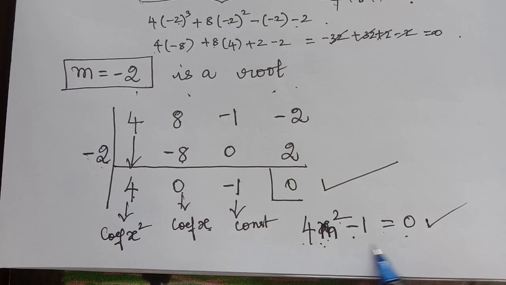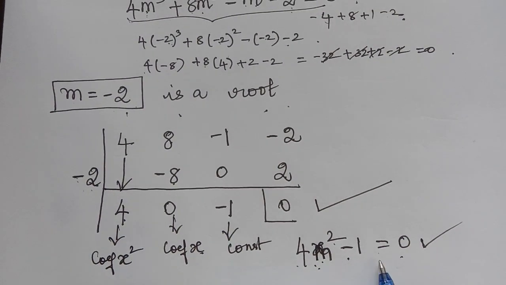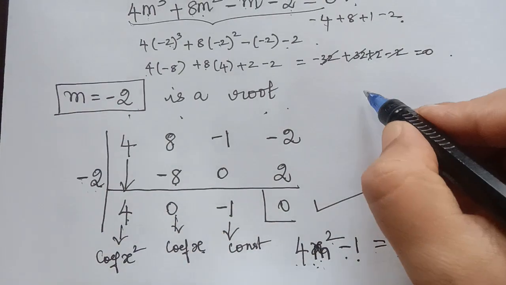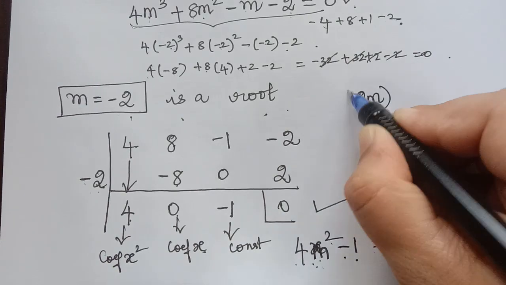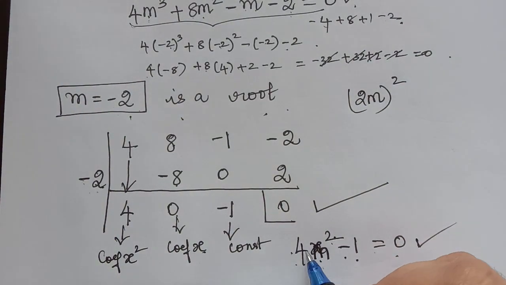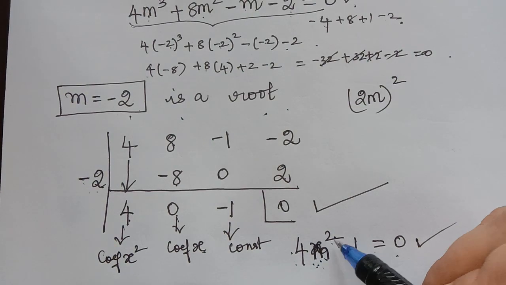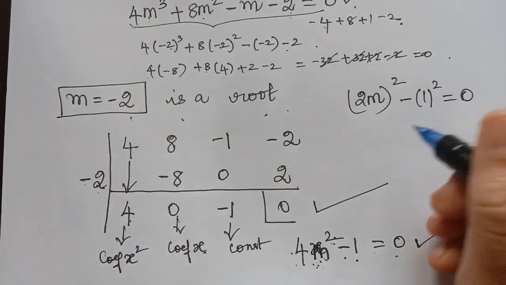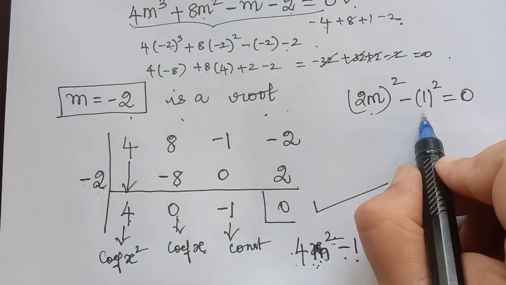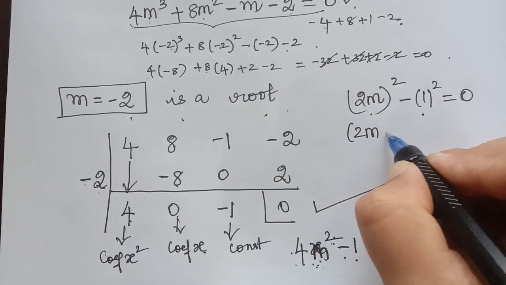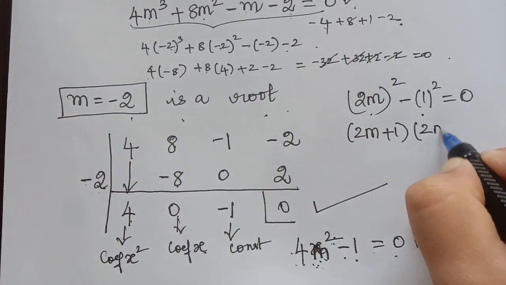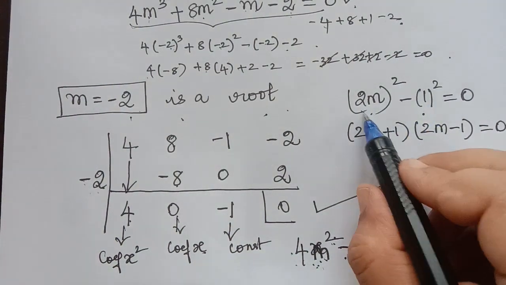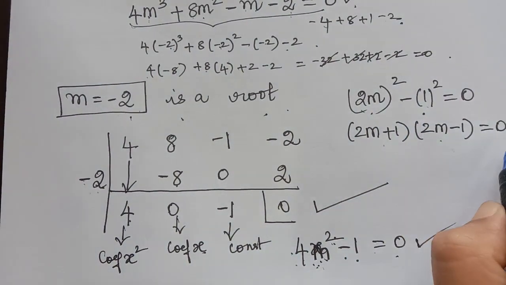Now we have to solve this equation in order to find the other two roots. So how to do that? This 4m square minus 1 can be written as 2m the whole square, because 4m square can be written as 2m. So 2m the whole square minus this 1 can be written as 1 squared is equal to 0. Now this is like a squared minus b squared. So we have to apply that formula. So 2m plus 1 multiplied with 2m minus 1 is equal to 0, where a is 2m and b is 1. So a plus b multiplied with a minus b is equal to 0.